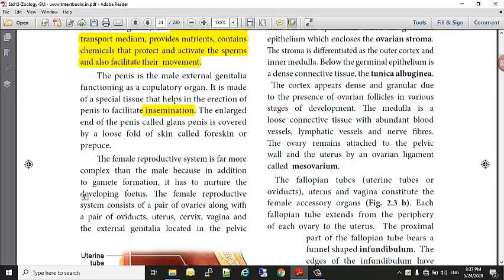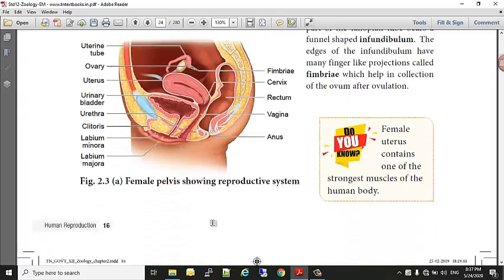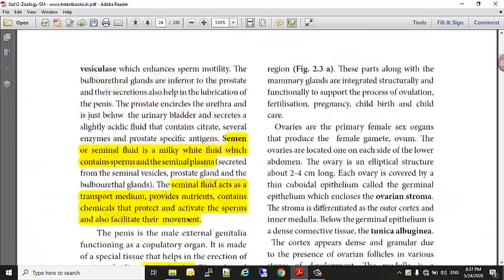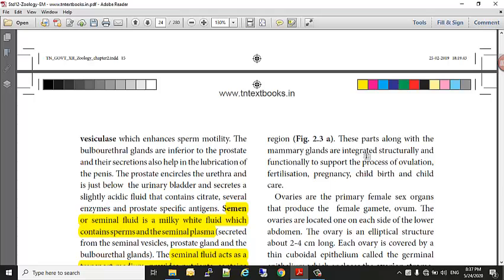The female reproductive system consists of a pair of ovaries along with a pair of oviducts, uterus, cervix, vagina, and external genitalia located in the pelvic region. These parts, along with the mammary glands, are integrated structurally and functionally to support the process of ovulation, fertilization, pregnancy, childbirth, and childcare. I think in the video, we have covered all these things, isn't it?